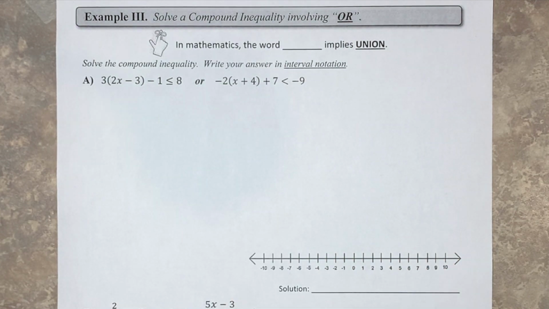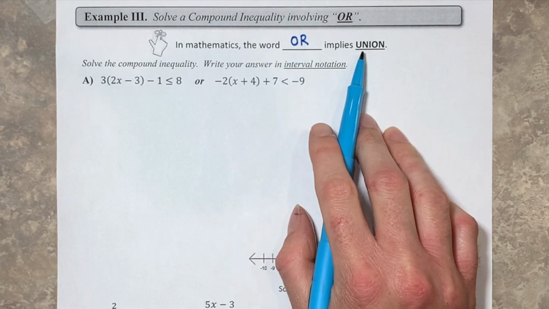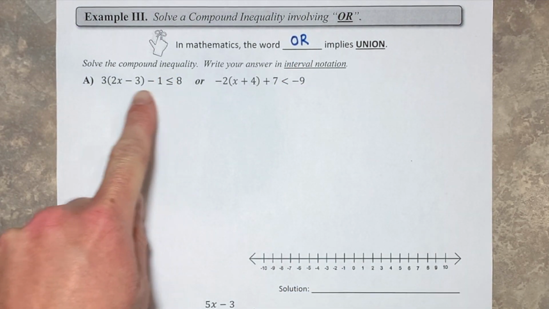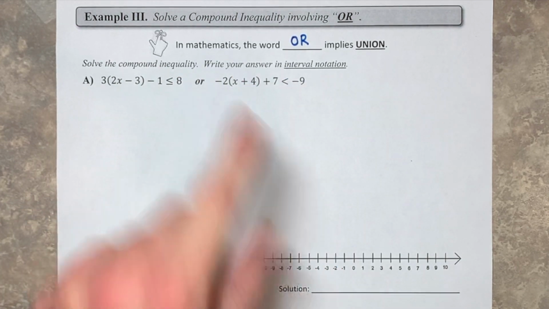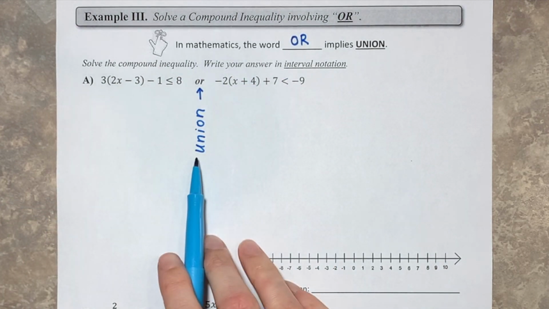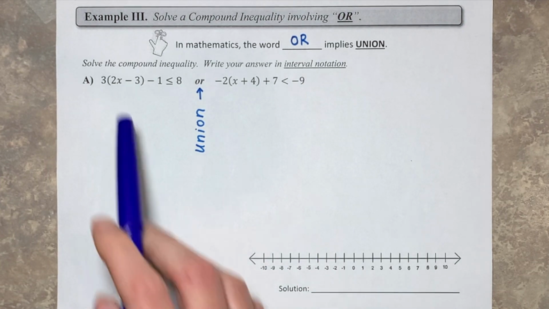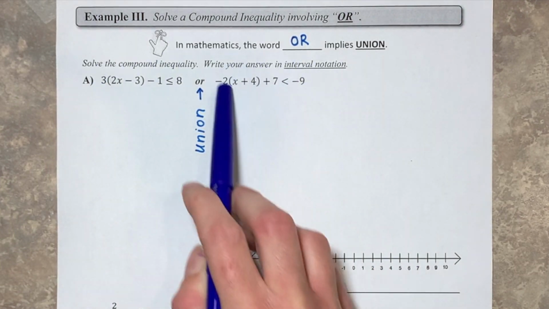On this last page, we're going to look at compound inequalities involving the word or. Remember, on the first page, we said that in mathematics, the word or implies union. So if you see two inequalities joined by the word or, you will know that you will be looking for the union. To start, we'll solve this inequality separately and this inequality separately.